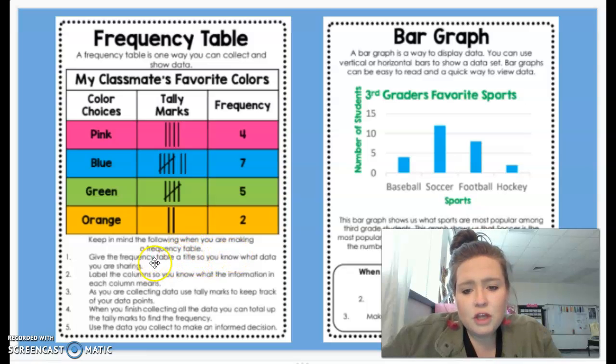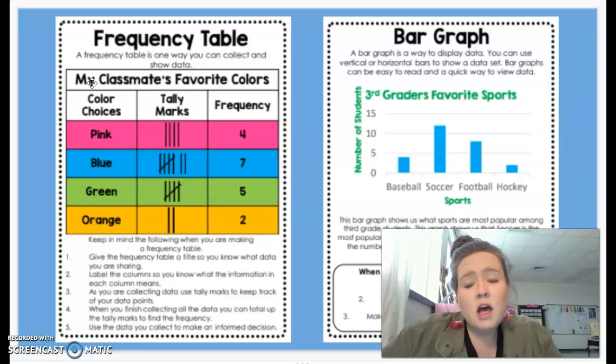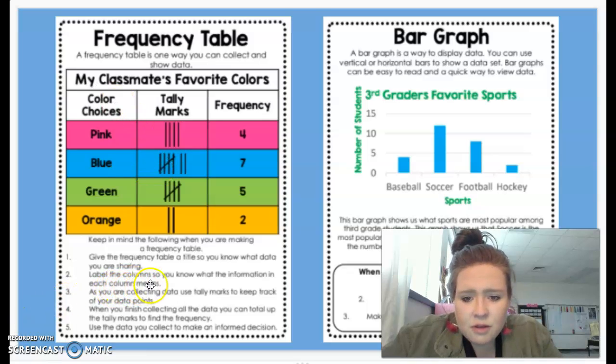Keep in mind the following when you are making a frequency table. Give the frequency table a title so you know what data you are sharing. My classmates' favorite colors. It's really important that all of your tables and all of your graphs have a title, because we want to know what that table is representing. Label the columns so you know what the information in each column means. So these are the color choices, these are the tally marks, this is the frequency, those are your labels.